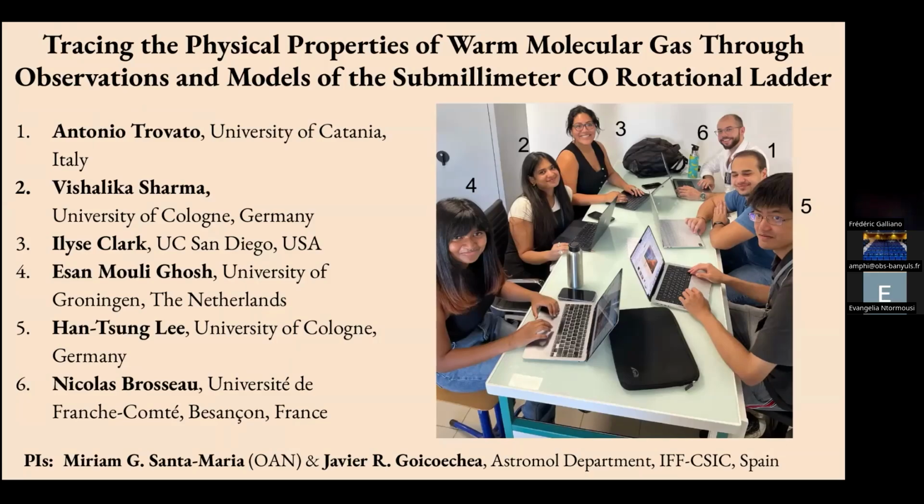Okay, hi everybody. This is group 3. So this is tracing the physical properties of warm molecular gas through observation and models of the submillimeter CO rotation ladder. And this is the group, which we don't have time to explain, but we did number everybody, so you know who everybody is.